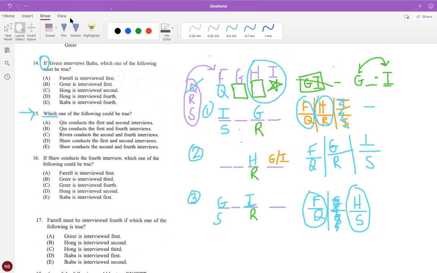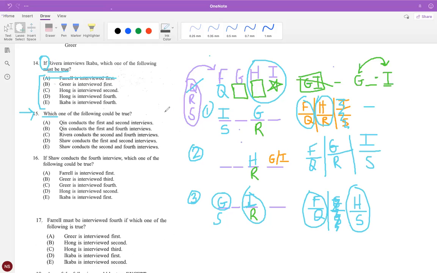And so for 14, if R interviews I, which of the following must be true? And so what world would we be looking at here? The 3rd one. Yeah. We're looking at the 3rd one because it's the only one where we have I interviewing R. And so then we get to just look at our answer choices. F is interviewed first. Must that be true? No, because we have G there. All right. What about G is interviewed first? Yeah, because we actually have that written in.